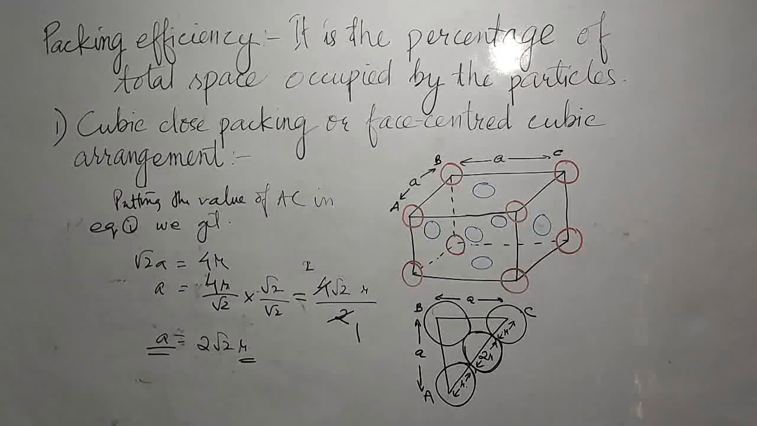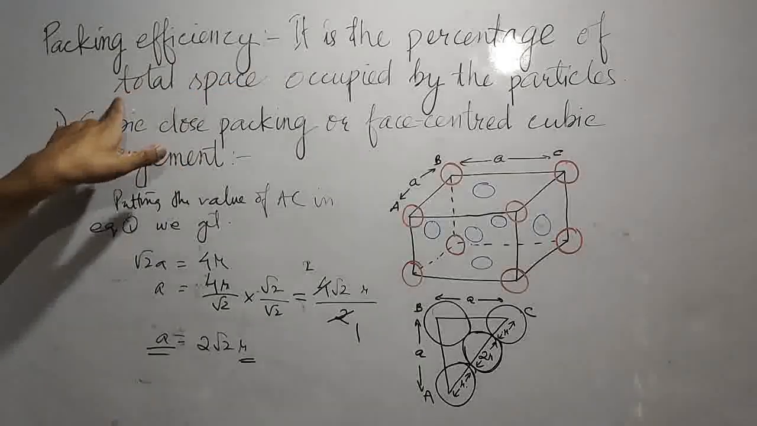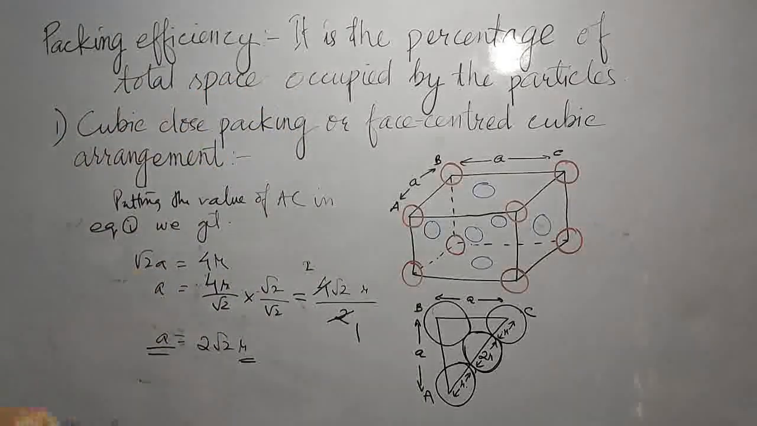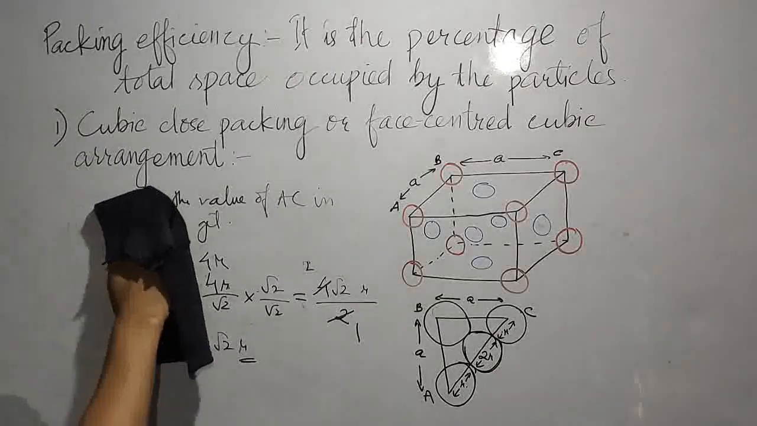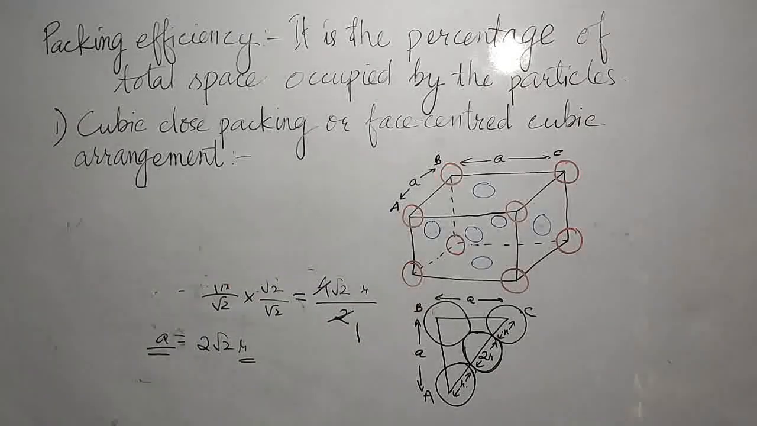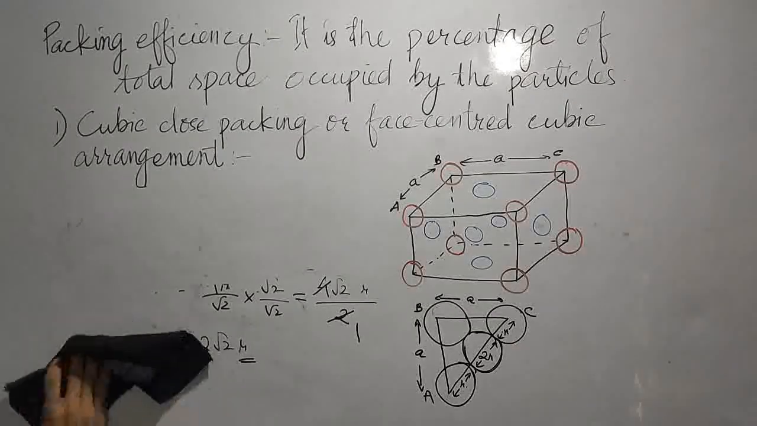Now, as you can see, for packing efficiency we have to find out the total space occupied, isn't it? Space means volume. So we have to find out the volume of the unit cell as well as the volume of the particles. I hope you are done. We shall go to the next step, that is, we have to find out the volume.